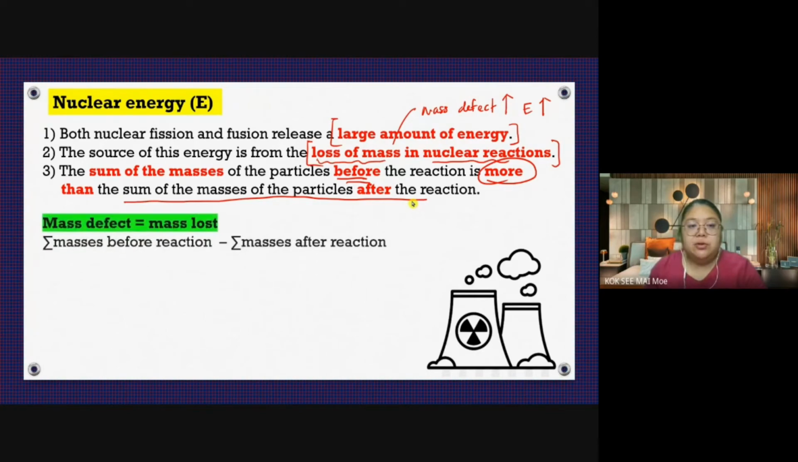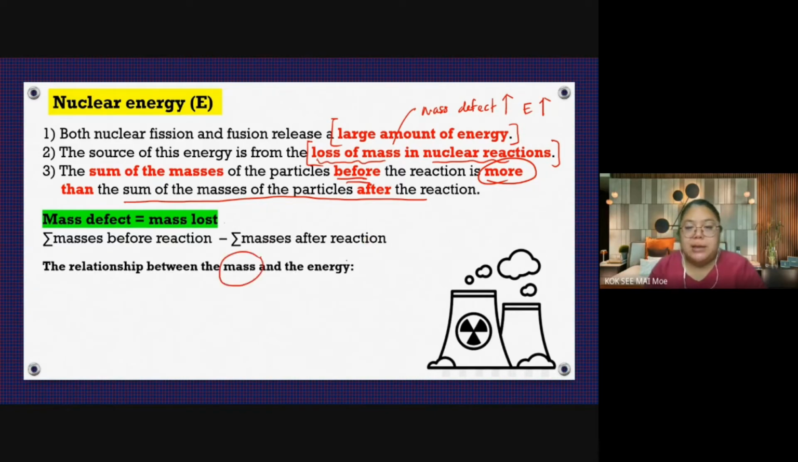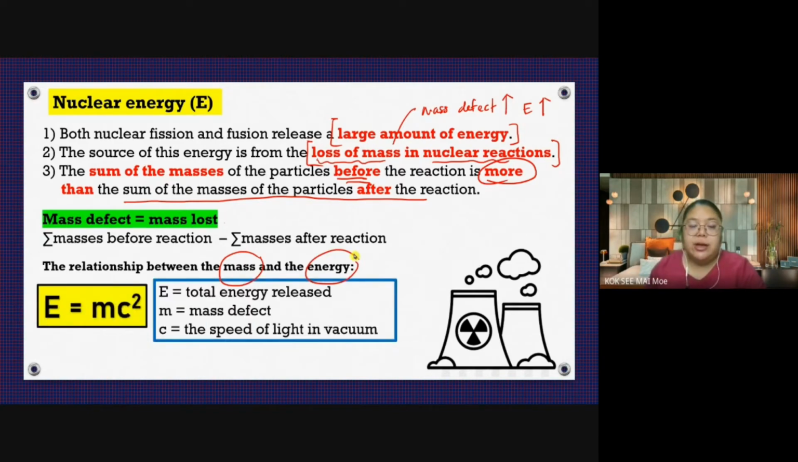So from here we introduce mass defect. We can say there's a mass loss. Mass before minus mass after the reaction. So this one is the formula to find the mass defect. The relationship between mass and energy is directly proportional. So they created the formula from Einstein, E equals mc squared. E is the nuclear energy, m is the mass defect.